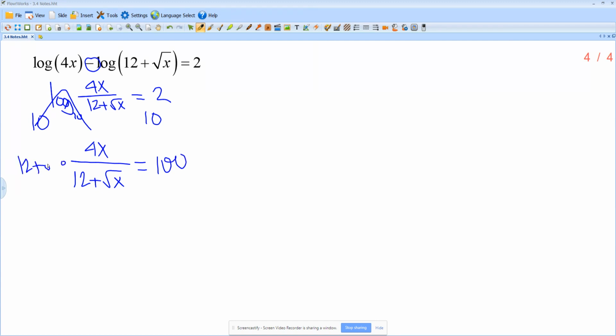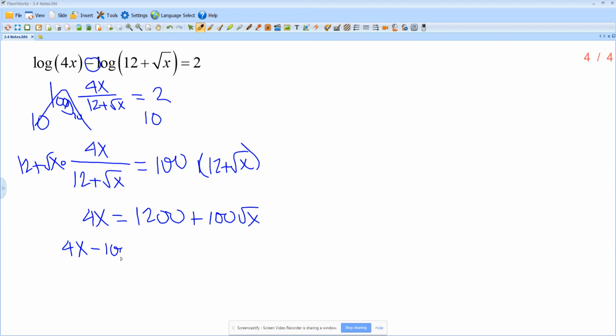Multiply by 12 plus square root x. So I get 4x equals 1200 plus 100 square root x. And I'm going to move things over to the left in this case so that I can keep my highest power positive. So I get 4x minus 100 square root x minus 1200 equals 0.